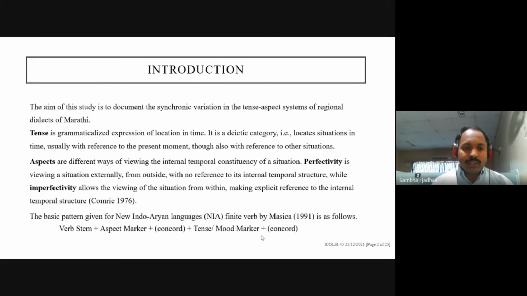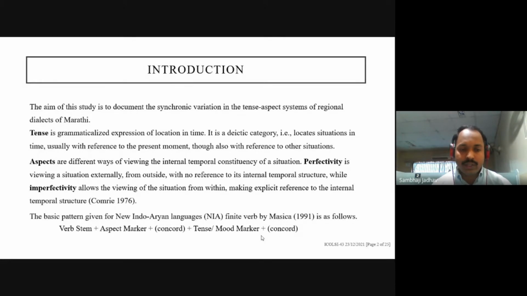The aim of this study is to document the synchronic variation in the tense-aspect systems of regional dialects of Marathi. Tense is the grammaticalized expression of location in time. It is a deictic category that locates situations in time, usually with reference to the present moment, though also with reference to other situations.